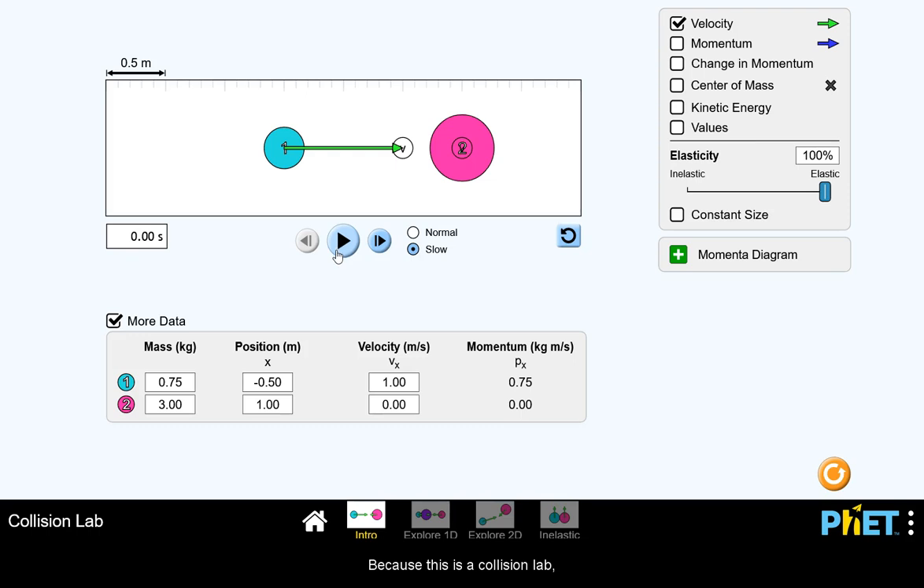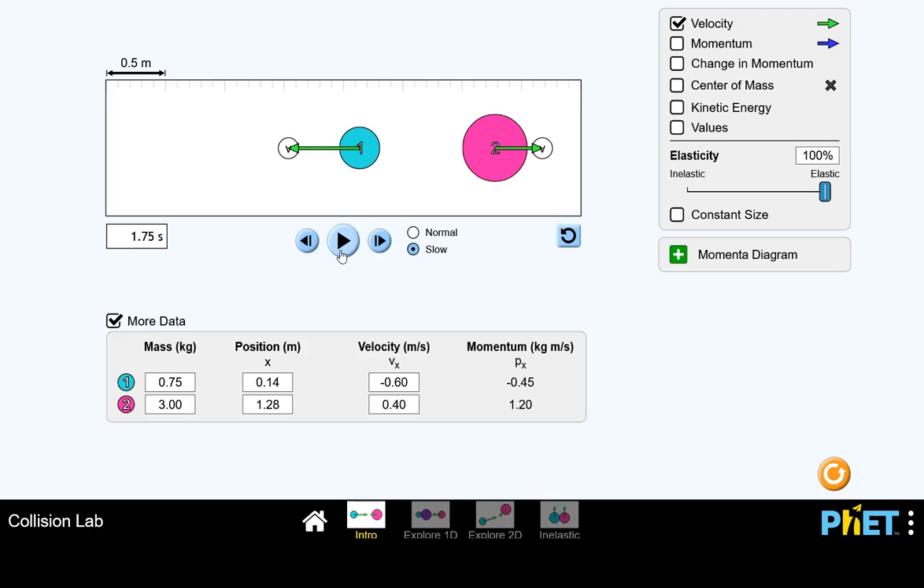Because this is a collision lab, what we are looking for is the behavior of the momentum of the objects and of the simulation as a whole. Notice that the simulator automatically calculates the momentum of each individual object for you by multiplying the mass and the corresponding velocity. This way, when adding up the momentum for the whole system, you can verify conservation of momentum.